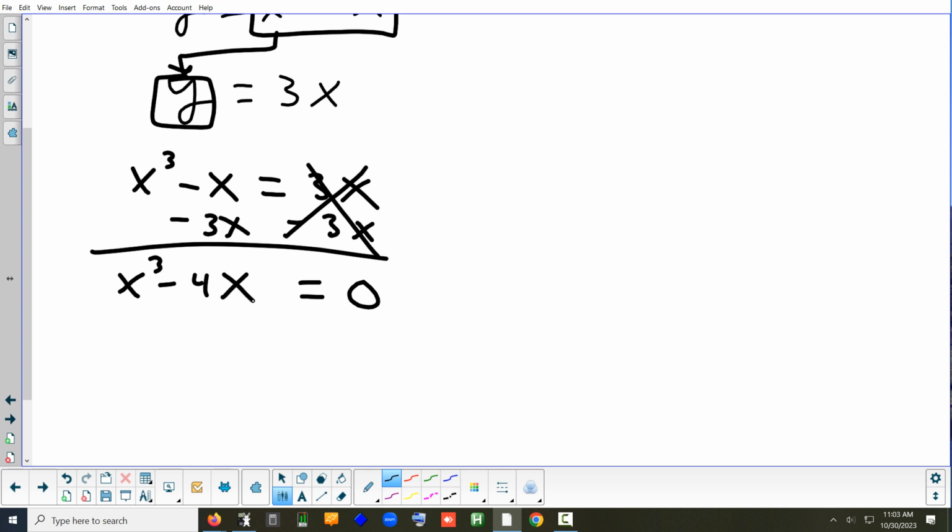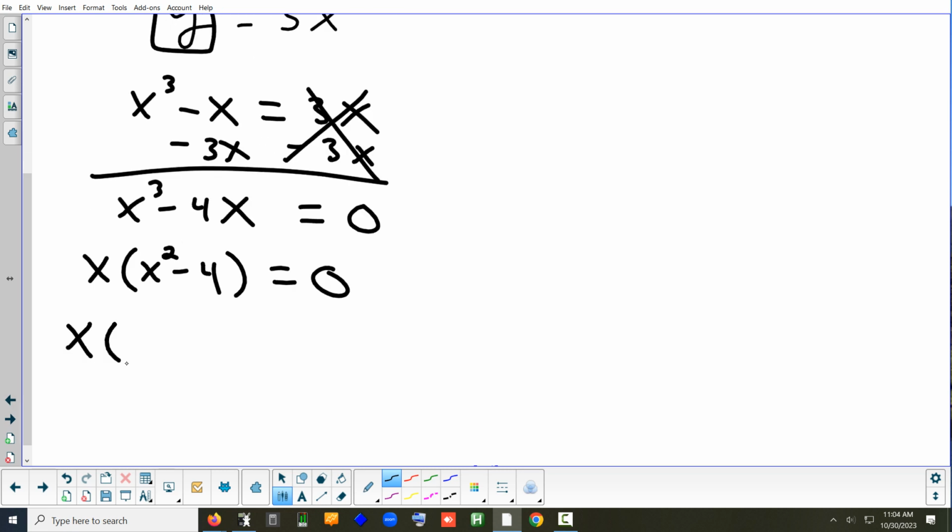Now, if there's anything that they both have in common, we want to factor it out. Is there anything I can factor out from there? Yes. I can factor out an x. And what would that leave me with in the parentheses, Brady? X squared minus 4. Now, x squared minus 4, that's a difference of 2 squares. So that means it can be factored again. Anybody remember how x squared minus 4 factors? Yep. Is it x plus 2, x minus 2? Yep.